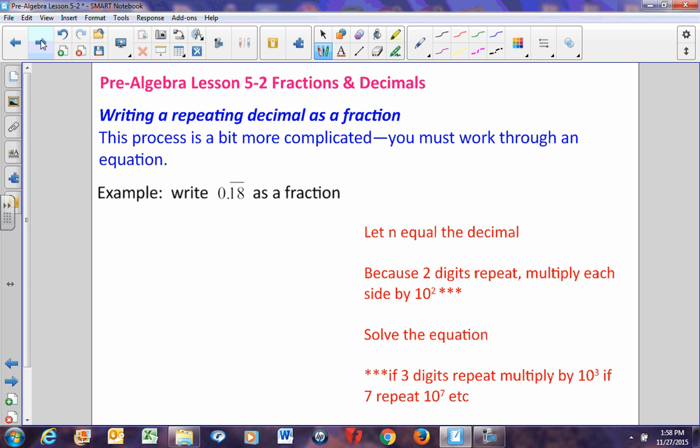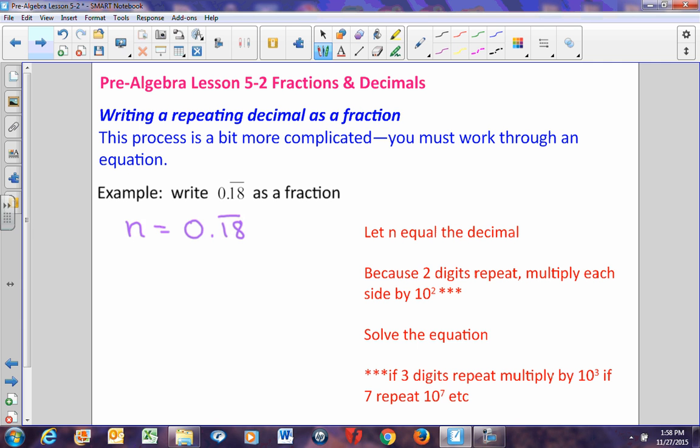Okay, the first thing you do is you let a variable be equal to your decimal. And it has to start with the repeating part. In this particular problem, both the 1 and the 8 repeat, so I can let n equal 0.18 repeating. If there was a digit in front of the 1 that did not repeat, I would have to do something different, so we'll go through a problem that looks like that a little bit later.